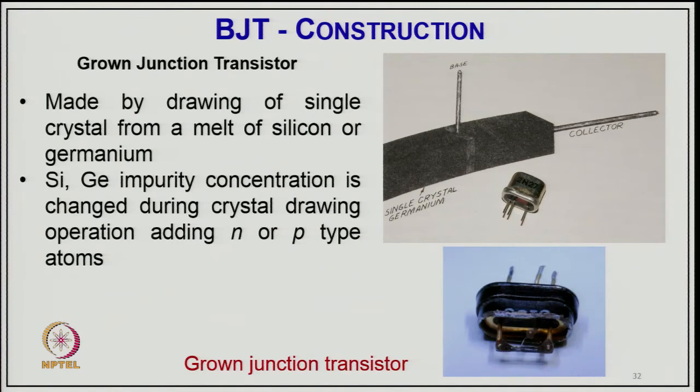So, starting from the first type, the grown junction transistor, as you can see in the typical photograph how it is developed, it is made by drawing a single crystal from the melt of silicon or melted silicon and germanium. These are the 2 semiconductor materials which we normally use in transistor manufacturing at the moment, but later on of course, many other elements are also used now. So, for silicon and germanium, the impurity concentration is changed during the crystal drawing operation by adding N or P type atoms. I mean, in P type you can add N type, or in N type you can add P type, for growing this pure junction transistor or BJT, bipolar junction transistor, as you can see in the photograph.